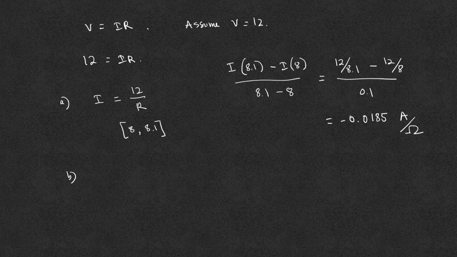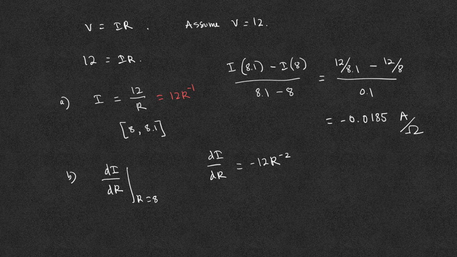Next, find the rate of change of I with respect to R. So this time it is not the average rate of change, but the instantaneous rate of change. So it is the derivative of I with respect to R when R equals 8. And so we would need to find the derivative of I. The derivative of I with respect to R is negative 12 R to the negative 2, because we can write 12 over R as 12 times R to the negative 1 power.